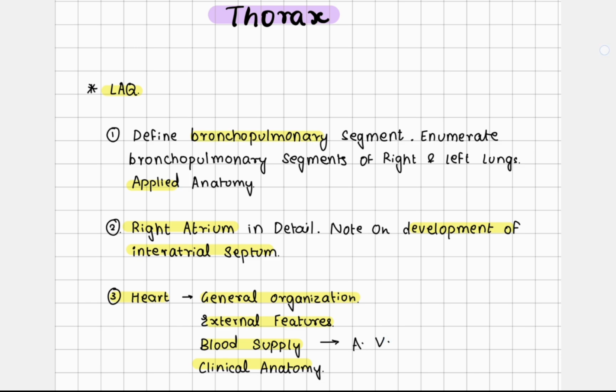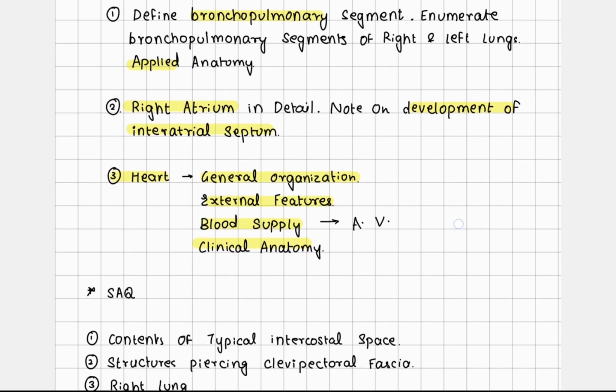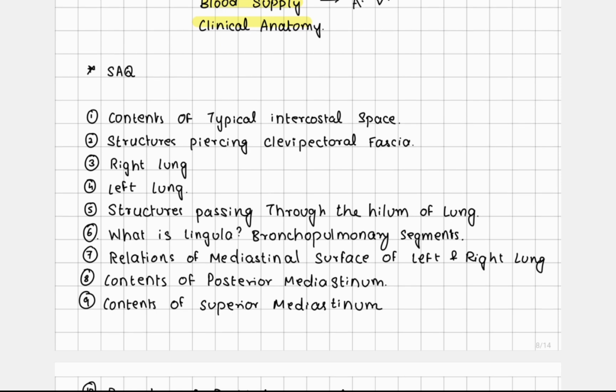Then coming on SAQs, the first is contents of typical intercostal space, and that you need to mention muscles, veins, artery and nerve, all that. And second question is structures piercing clavipectoral fascia. The third is right lung and the fourth is left lung.